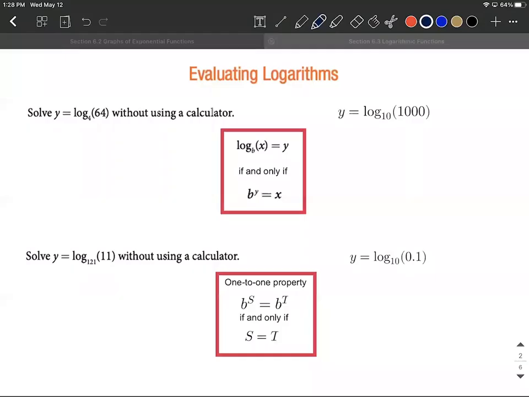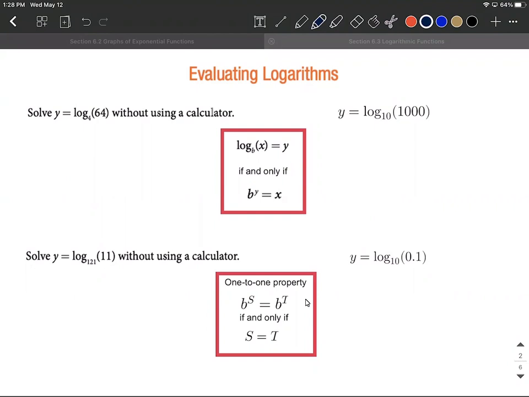Okay, evaluating logarithms without using a calculator. As we get going on these, a couple things to take note of. We have the definition of logarithm or logarithmic functions going on here. What this allows us to do is switch between logarithmic form and exponential form. We're going to use that on each one of these.